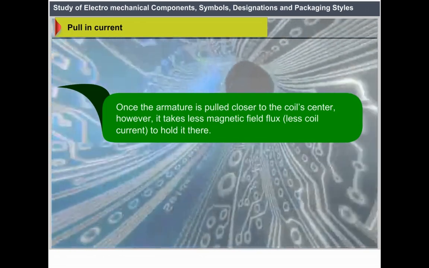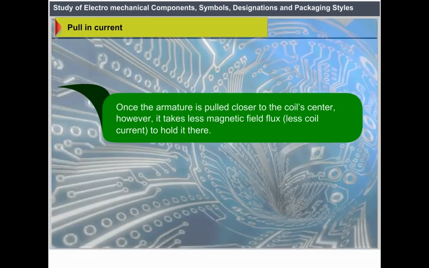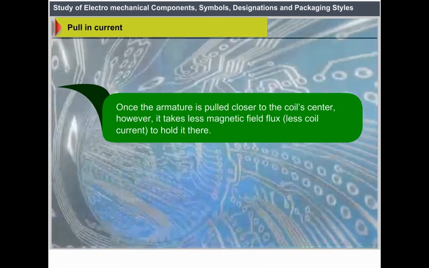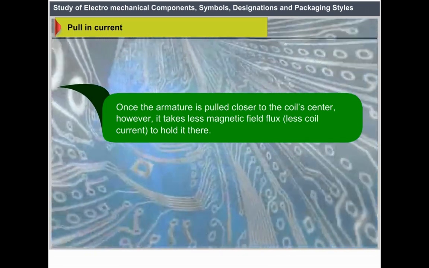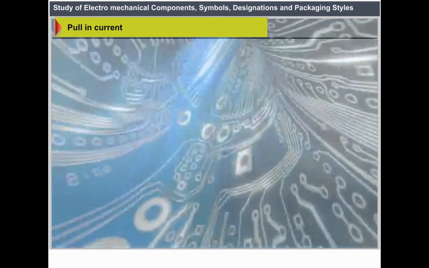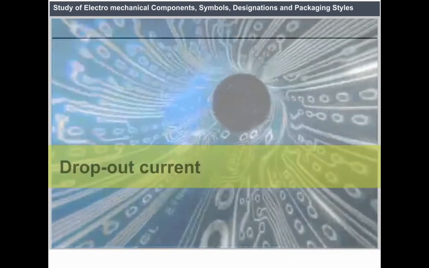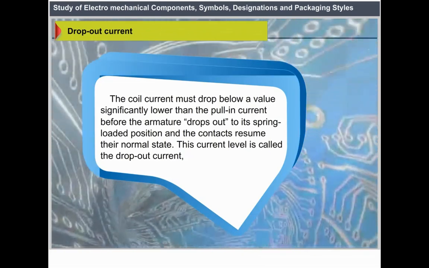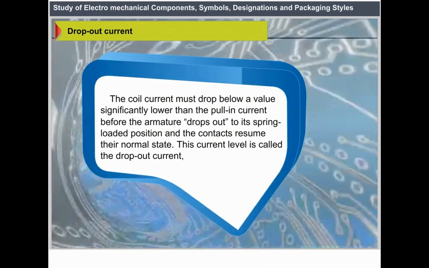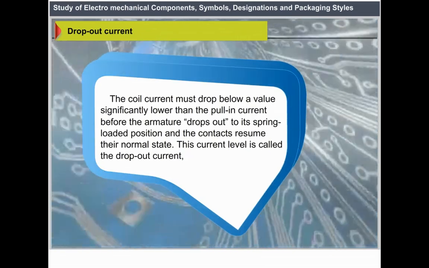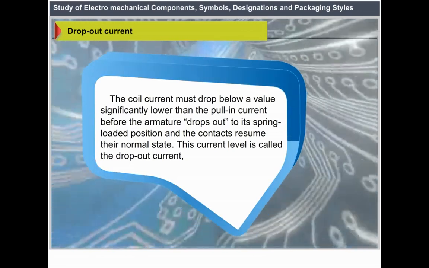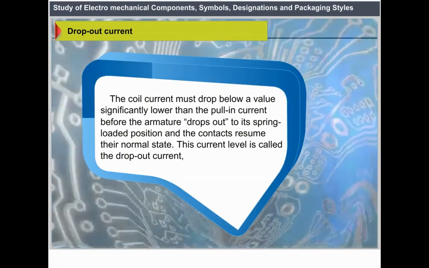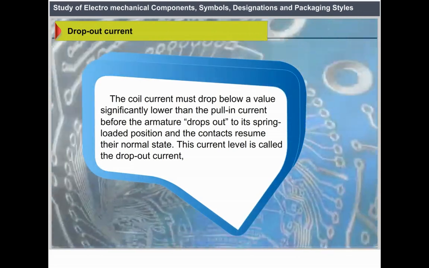Once the armature is pulled closer to the coil center, however, it takes less magnetic field flux, less coil current, to hold it there. Dropout current. The coil current must drop below a value significantly lower than the pull-in current before the armature drops out to its spring-loaded position and the contacts resume their normal state.